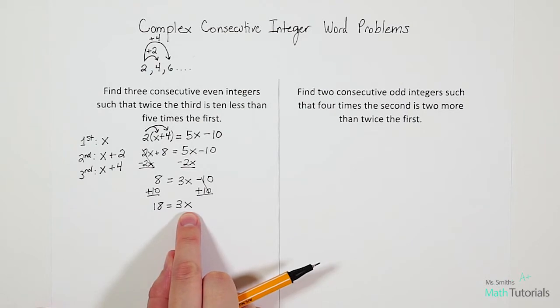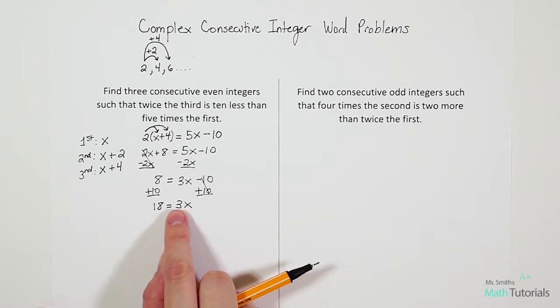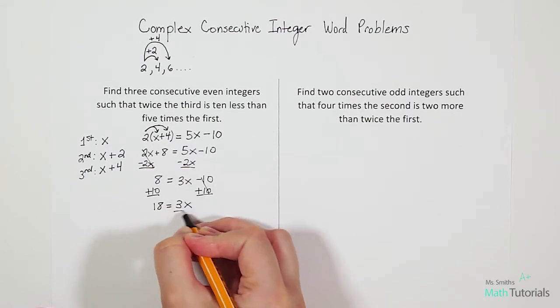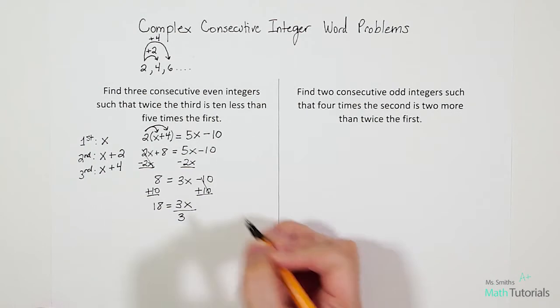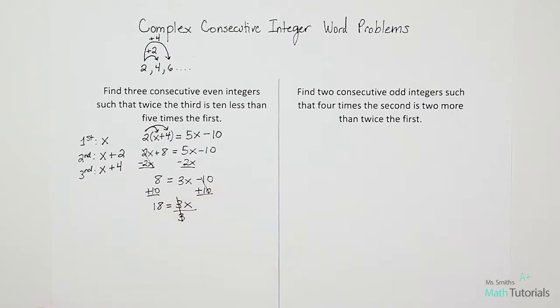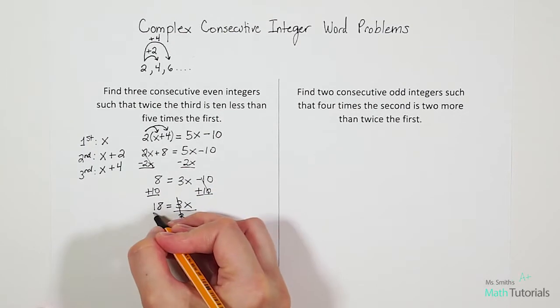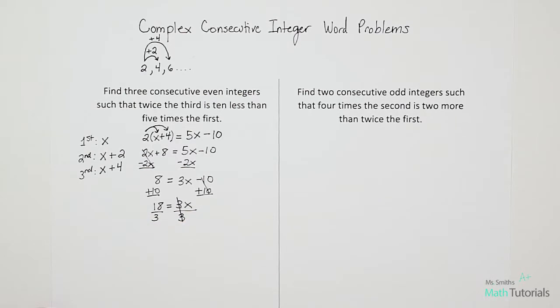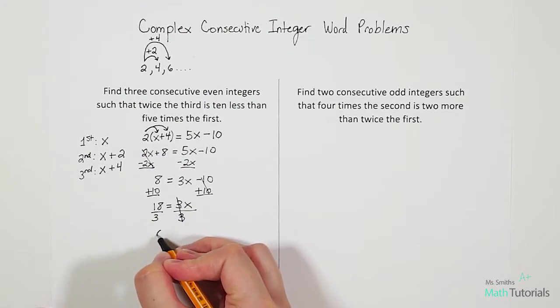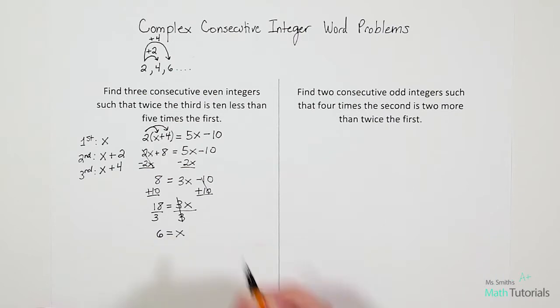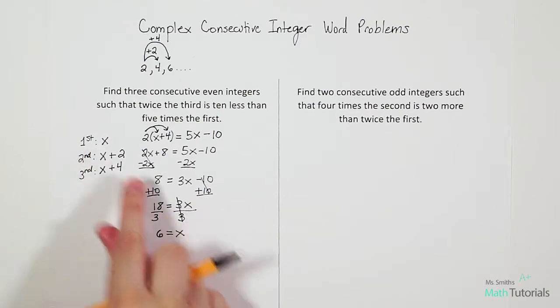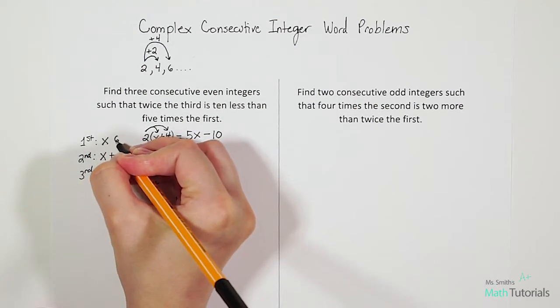If this is 3 times x, we need to undo multiplication to get rid of that 3. And we can undo multiplication with division. We want to divide by what we want to cancel, so we're going to divide by 3. And what we do to one side, we have to do to the other. So 18 divided by 3 gives us 6 equals x, or x equals 6, same thing. So what that tells us is our first number. We know that our first even integer, x, is 6.